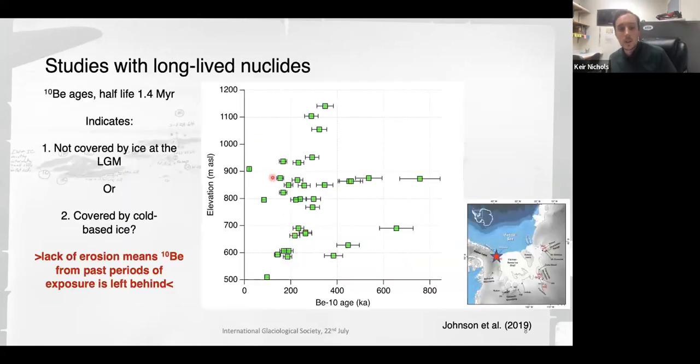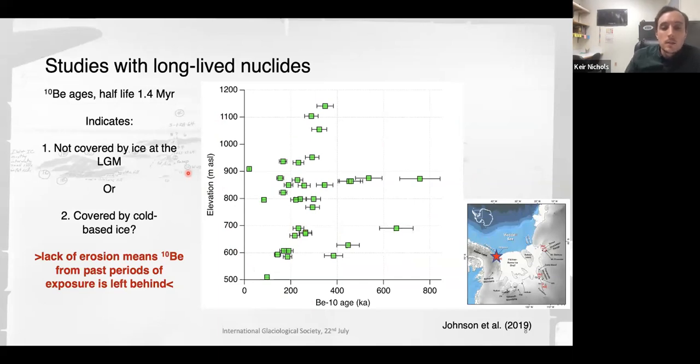But this isn't always the case. So this is a study site, one that we also measured carbon-14 at. This is the Lassiter Coast, which is on the Antarctic Peninsula. If you look, we've got age on the x-axis and elevation on the y-axis. These ages are from beryllium-10, which is another cosmogenic nuclide with a half-life of 1.4 million years.